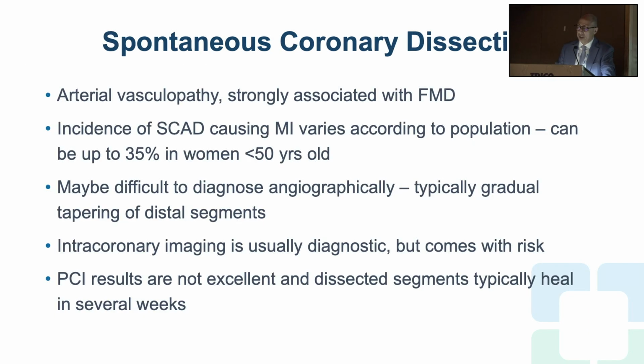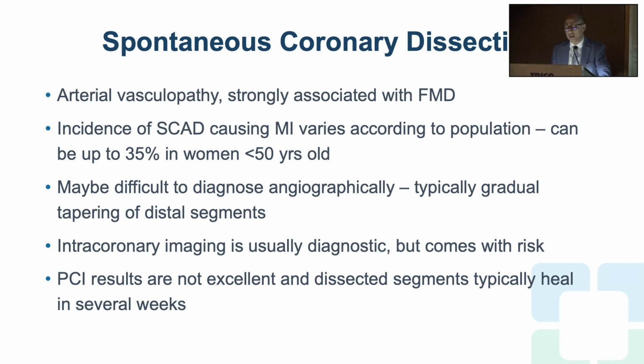The second pathology is spontaneous coronary dissection. It's a form of arterial vasculopathy. It's strongly associated with fibromuscular dysplasia. The incidence of it is very difficult to define because it depends on the population you study, but it's definitely more common in women, and it's definitely a significant problem in women under the age of 50 presenting with acute infarctions.